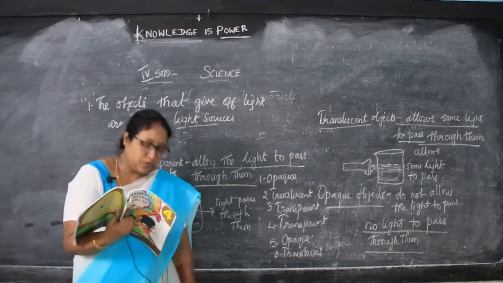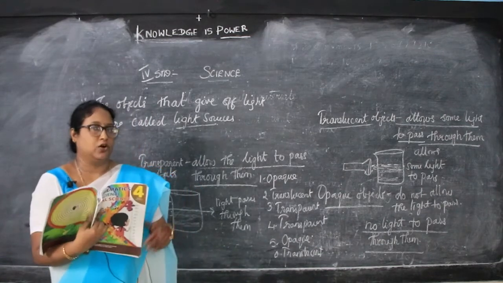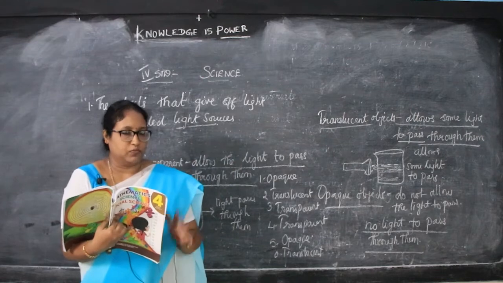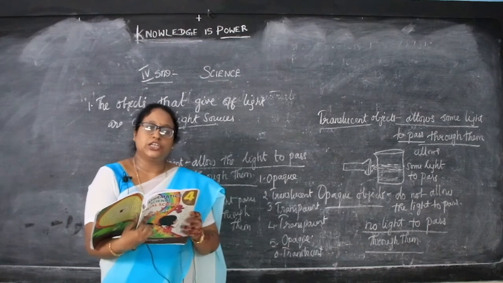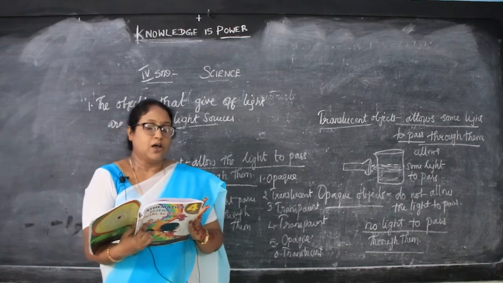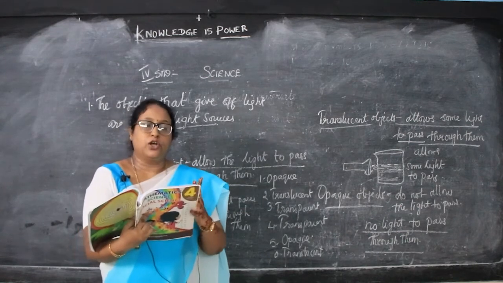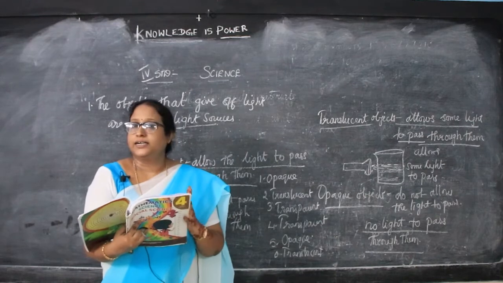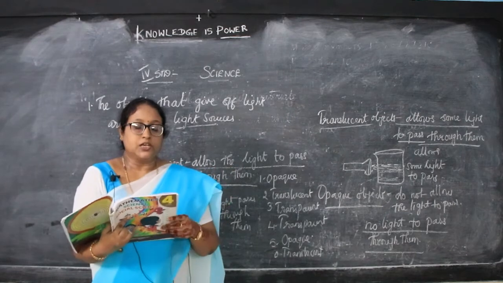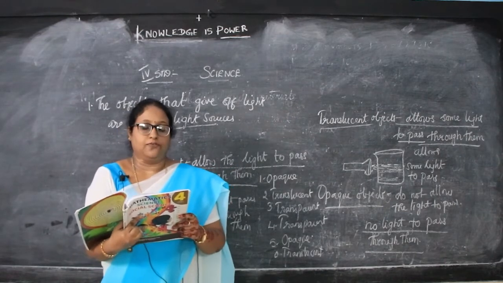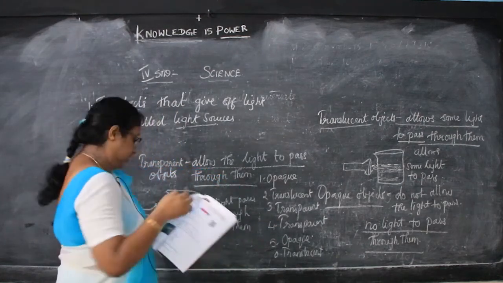Now, when light falls on a transparent material, it passes through it. Already I said transparent objects allow the light to pass through them. However, when light falls on a polished surface of an opaque material, which does not allow the light, it does not pass through it. It bounces back, it comes back to us. This bouncing of light by any smooth or polished surface is called reflection.